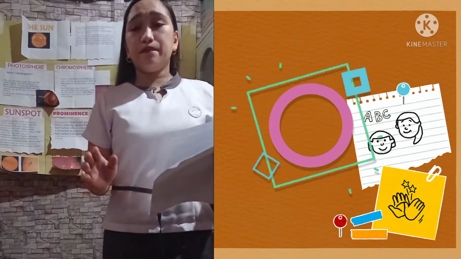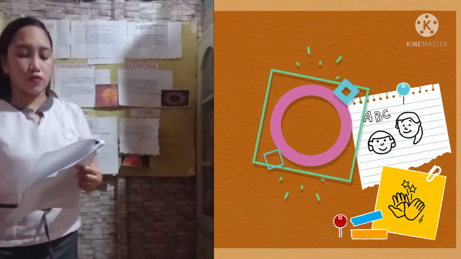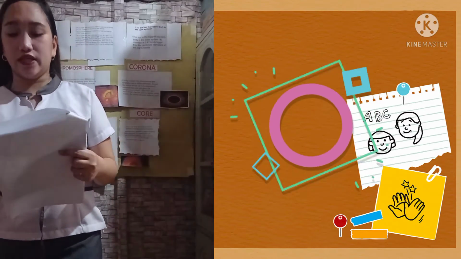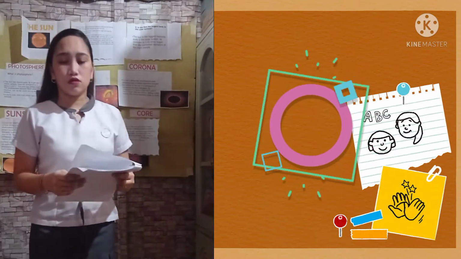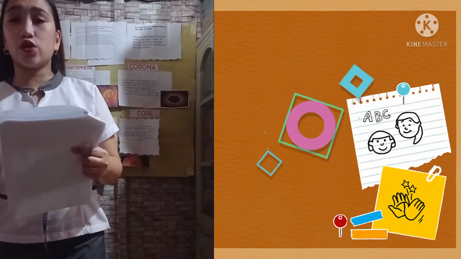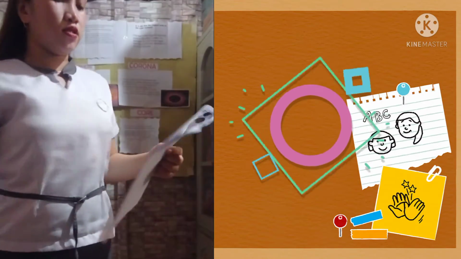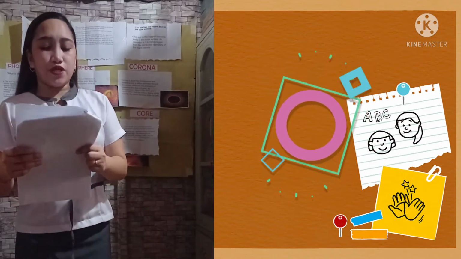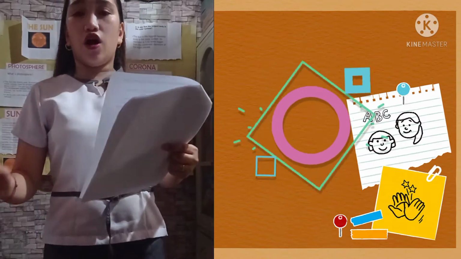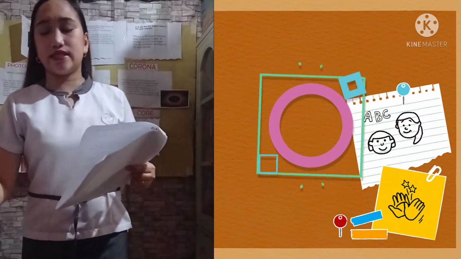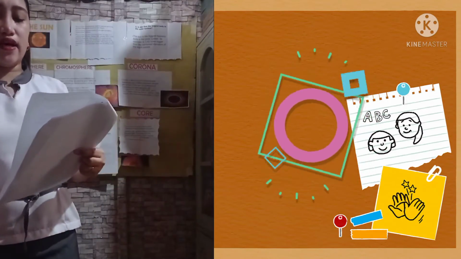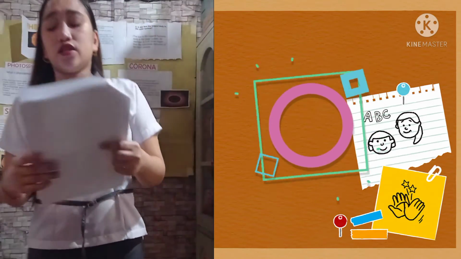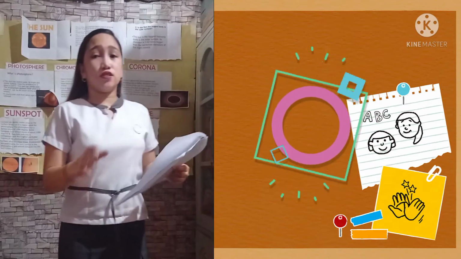Okay, student, I have another question. What happens if the sun stops shining? Who wants to answer my question? Yes, Prince? Very good. Yes, if the sun stops shining, all photosynthesis on Earth would stop. All plants would die and eventually all animals that rely on plants for food, including humans, would die too.